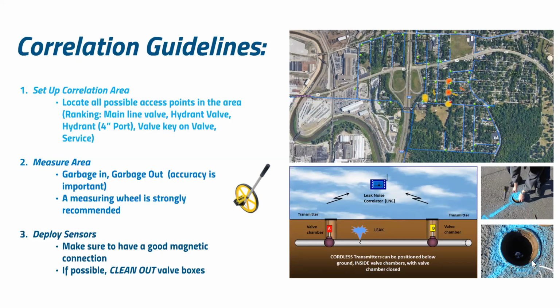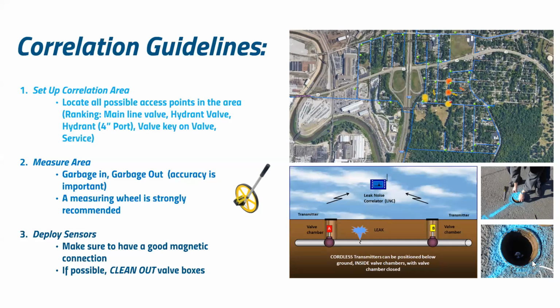And there is a general ranking that we do. The main line valve is the best. A hydrant valve is good. And then if you don't have any of those access points, putting a logger on a service or a meter or a curb stop, and you may even have to put it on a valve key down on a curb stop. But what you're trying to do is get the sensor as close to the source of the leak as possible.